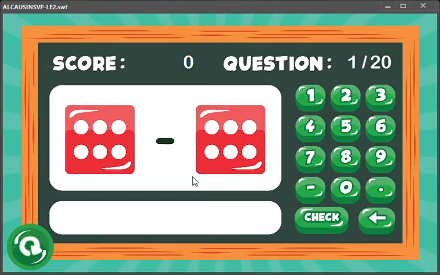Okay, so let's play. First, I did the score here. It's a 0, of course, right? It's the start of the game, and then the questions, we have 20. It was supposed to be 20. So you can change these numbers. They can be put as input numbers so that they can be changed.